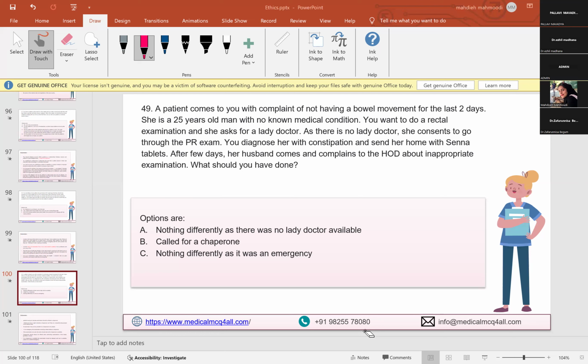In some countries, you have trained professional chaperones. Like in the UK, you have people who are trained to be medical chaperones, okay? But in other situations, like here in the Persian Gulf countries, usually the nurses do the chaperone job too.